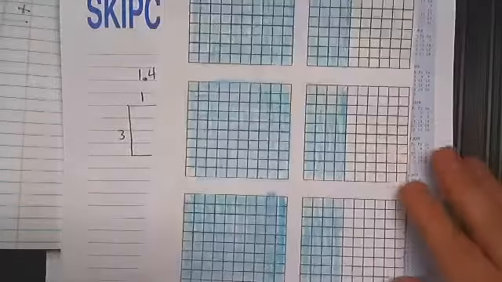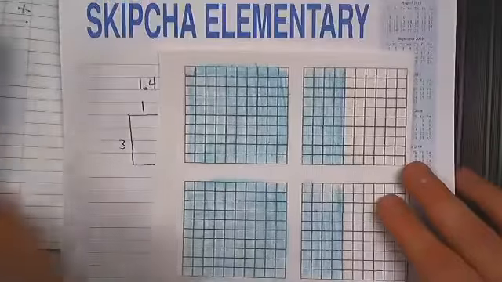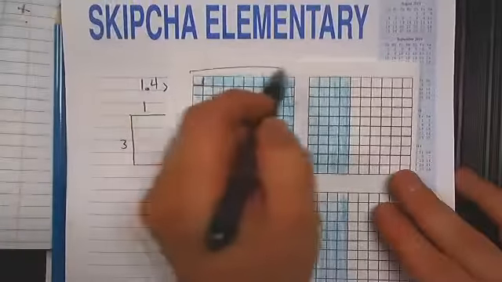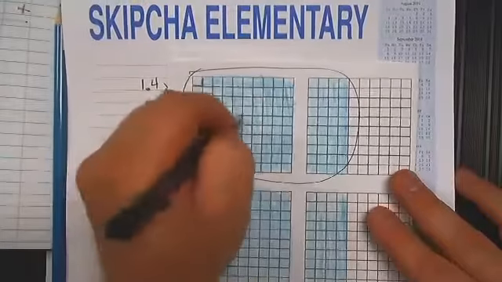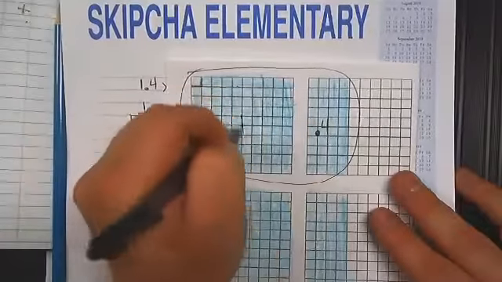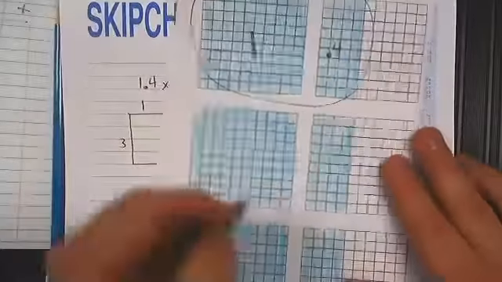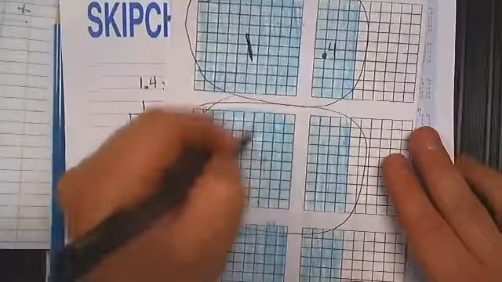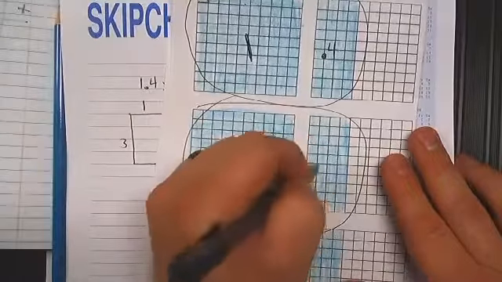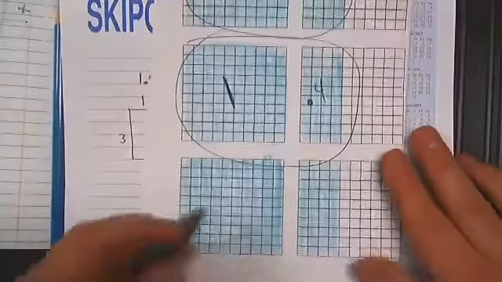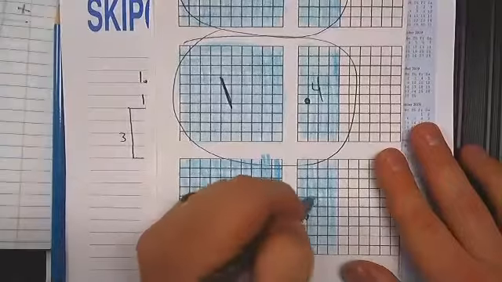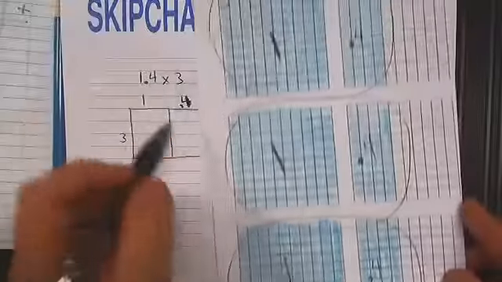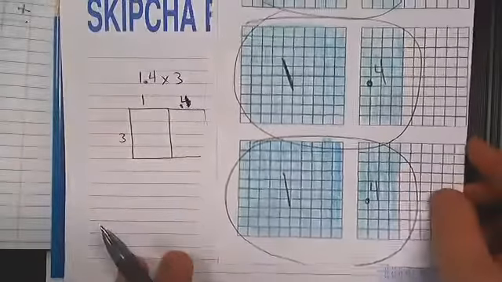All right, so 1 4/10. There's 3 of them, right? There's one group of 1 4/10, one whole and 4/10, another group of one whole and 4/10, and then another group of one whole and 4/10. Okay, so this is 1 4/10 times 3. This is 1, 2, 3 groups of one whole and 4/10.